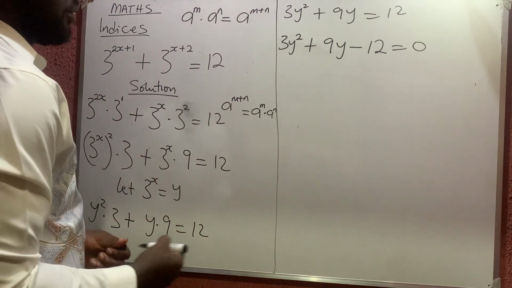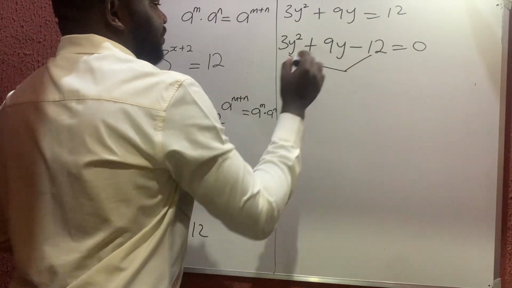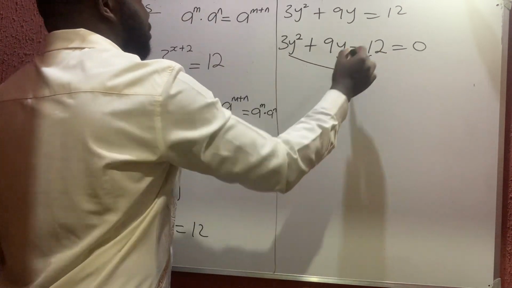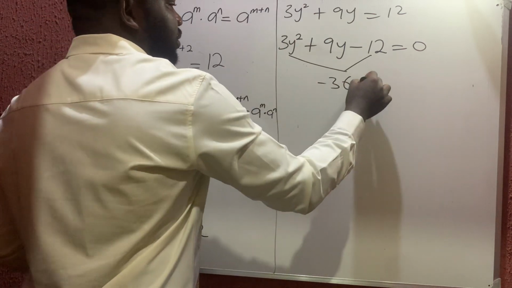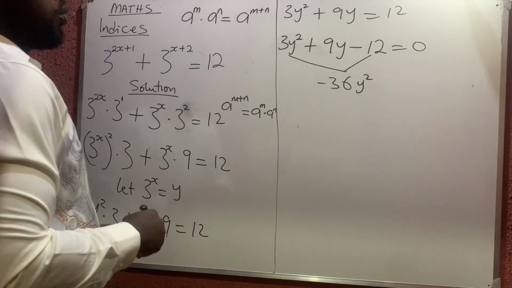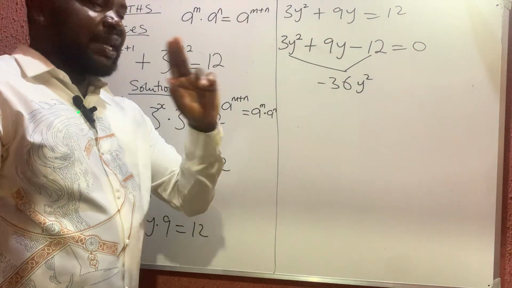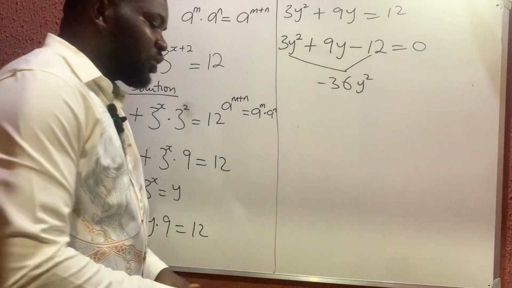I think it's factorizable. So the first method of factorization is just to multiply the first term and the last term. So 3 times 12 gives us 36, that is minus 36y squared. Now, we need two things that we can use to replace this, so that if we multiply them, we get this, and if we add them, we get this one. So how do you get those two things?